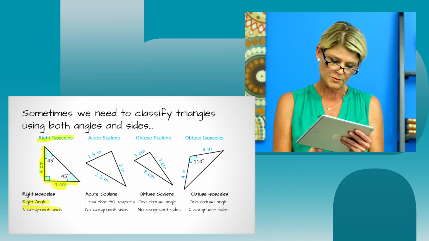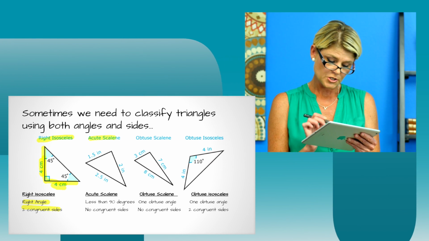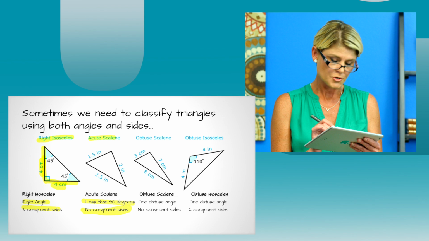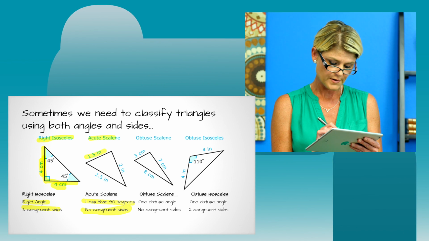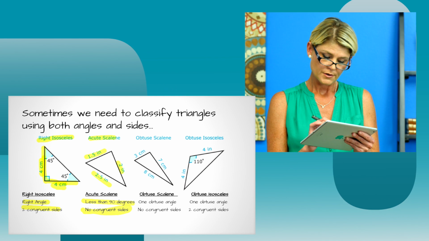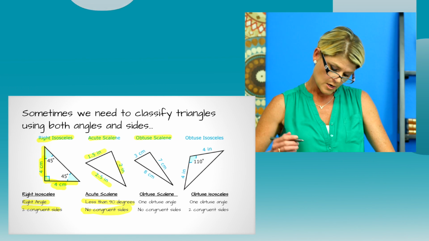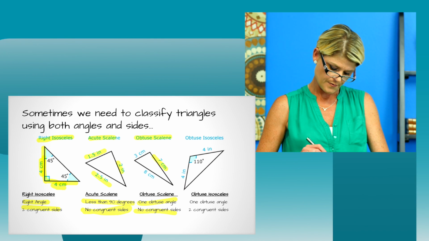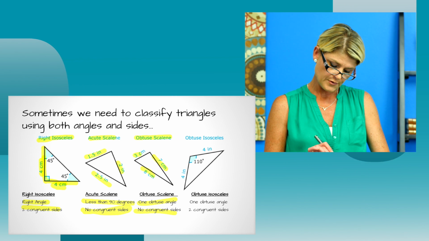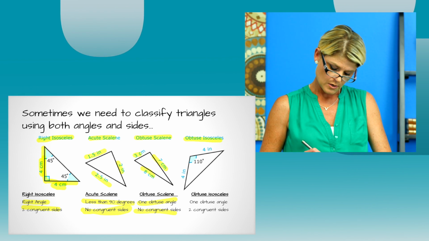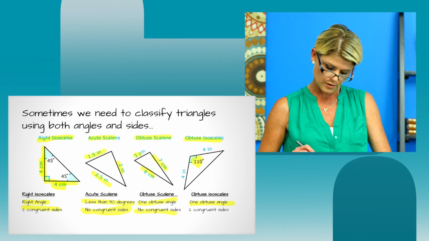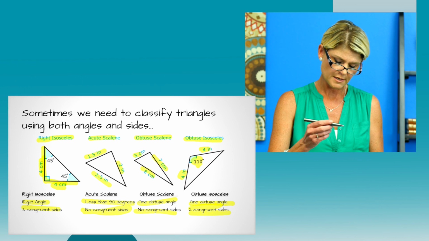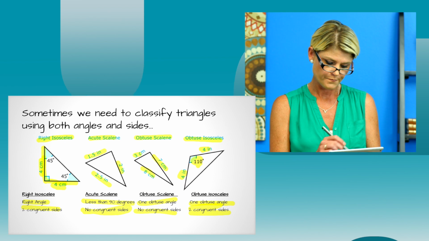How about the next one? This one is an acute scalene. Acute meaning that the angles are all less than 90 degrees, and scalene meaning none of the sides are congruent. We've got 1.5, 2, and 2.5. Then we have an obtuse scalene, where one angle is obtuse, and again, there are no congruent sides, 7, 8, and 3. And finally, we have an obtuse isosceles, where we have one obtuse angle at 110 degrees, and 2 congruent sides, both 4 inches. So sometimes we need to classify using both criteria.